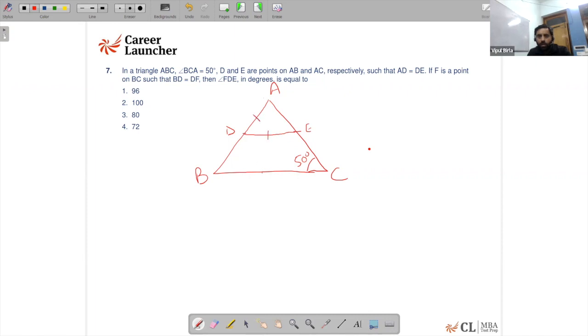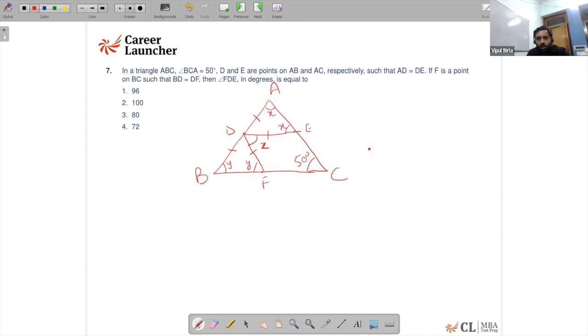And similarly, there's a point F such that BD and DF are also the same. And we are supposed to identify the measure of angle FDE. Let's say this is angle Z that I'm supposed to calculate, right? Since AD and DE are the same, these two angles are also the same, assuming that value to be X each. Similarly, since DB and DF are both the same, these two angles are also the same. Let's assume that to be Y, right?